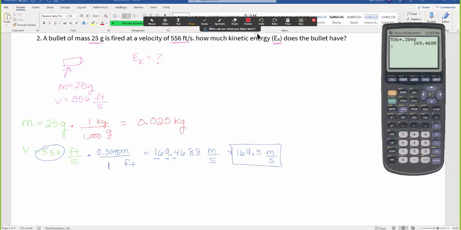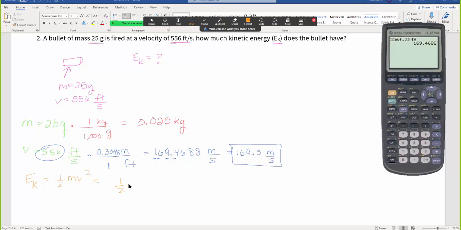All right, and now they want us to figure out the kinetic energy. So we have to think of what's the kinetic energy formula. Well, it's 1/2 mass times velocity squared. And again, if you're not sure, it's in the back of your book there too. Right, and we already have the mass and we have the velocity, so we could just plug those right in.